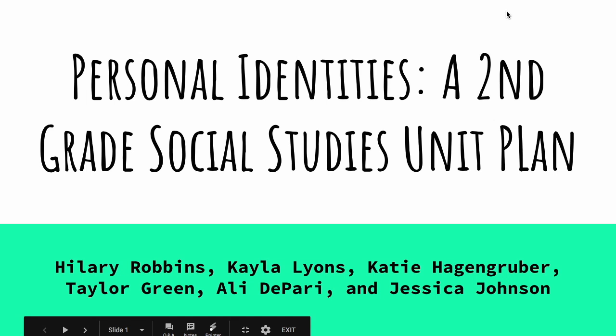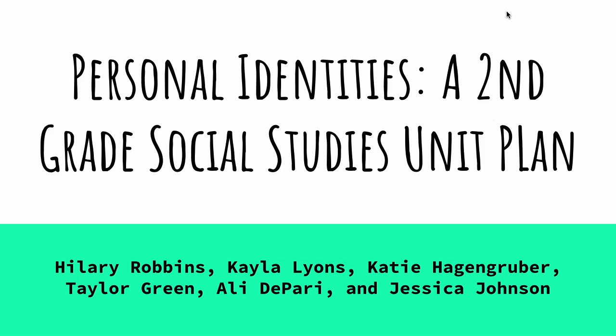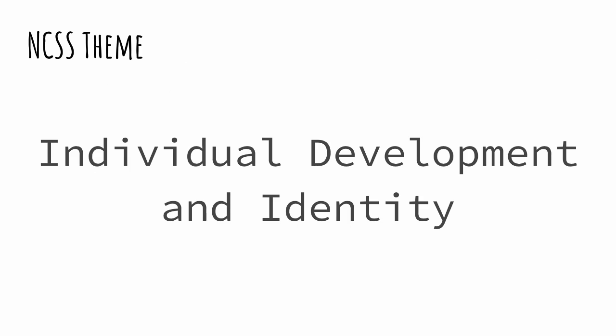Okay, so our unit plan was on personal identities, a second grade social studies unit plan. Ours was based on a second grade classroom. And in this group, it's Hillary Robbins, Kayla Lyons, Katie Hegengruber, Taylor Green, Ali DePari, and Jessica Johnson. Our NCSS theme was individual development and identity.